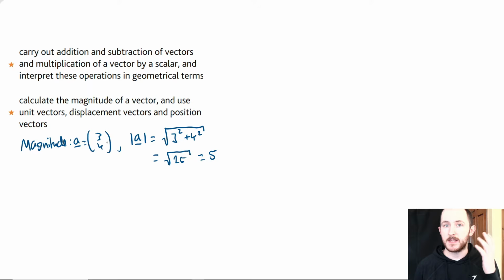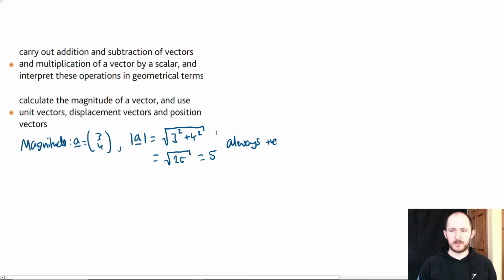Just so you're aware, technically it would be plus or minus 5, but think about it, a magnitude is a size. You're saying how big is the vector. If I say the size of something, it's always positive. If I asked how long this line is, I'd hope you'd never say it's negative 5 centimeters long. You'd always say 5 centimeters long. So magnitude is kind of like a length in that sense. It's always positive.